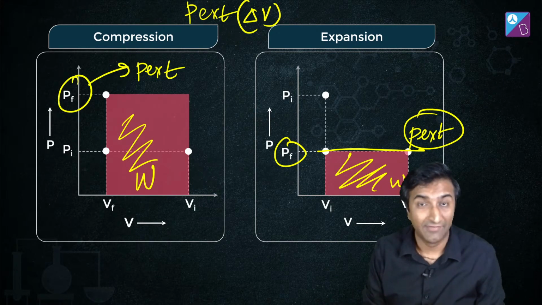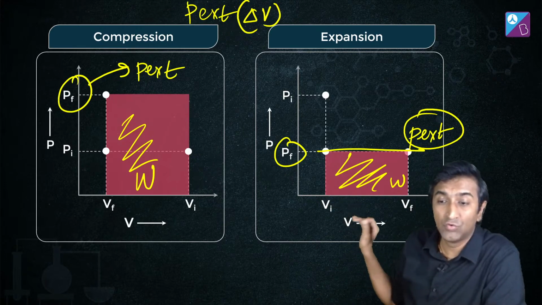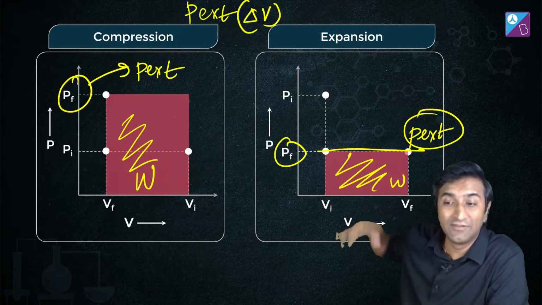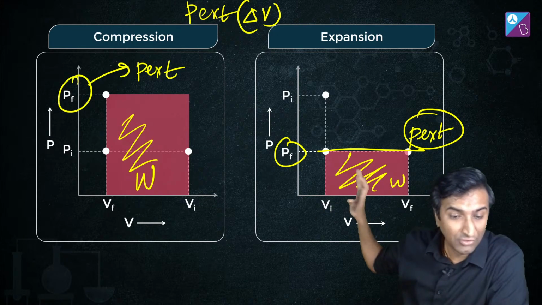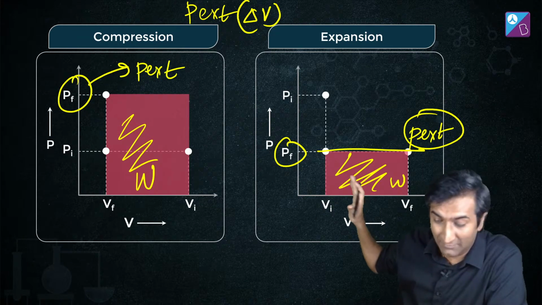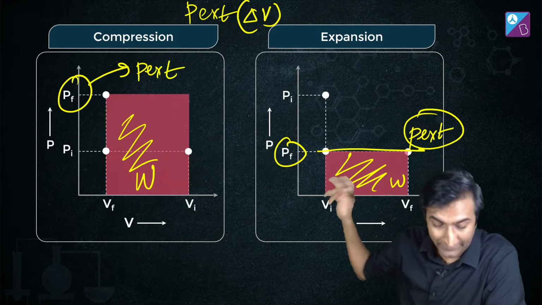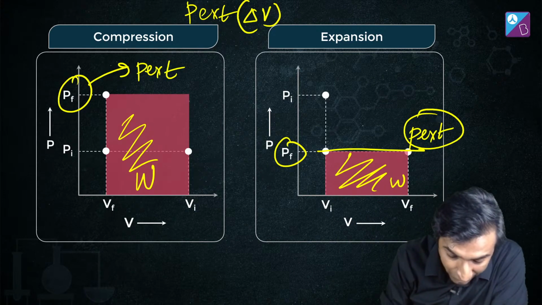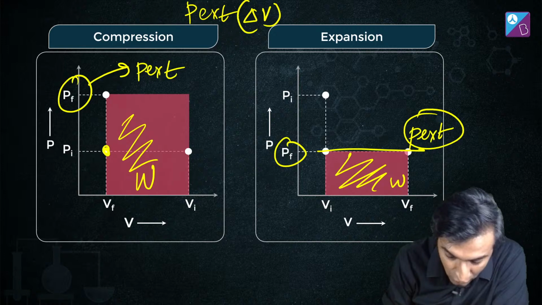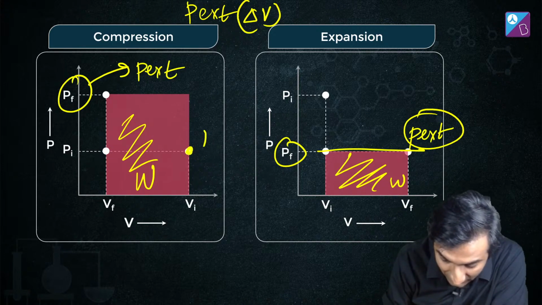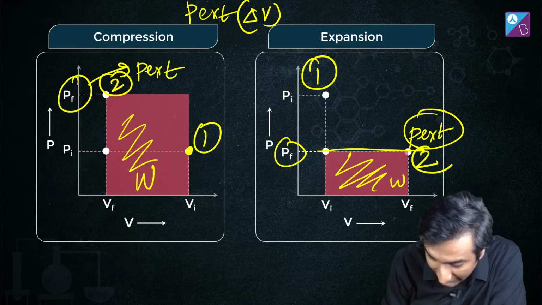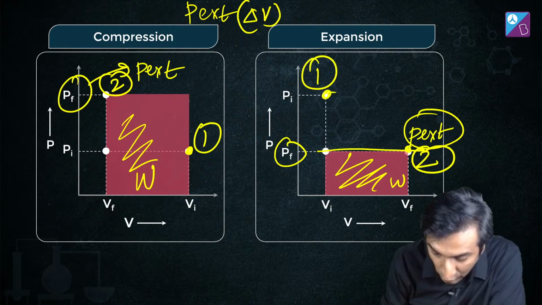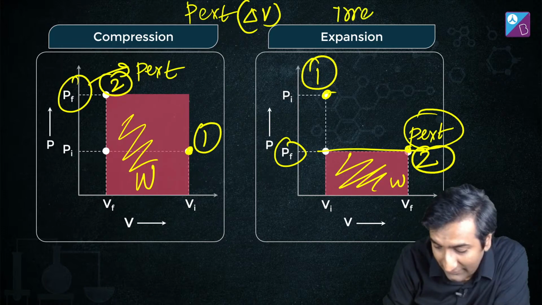Do you follow this, guys? How is it that between the two same states, work done is different when I do expansion and when I do compression? Do you understand that? This is extremely important. That's a one-step process. What is a one-step process? I go from this state to this state. Similarly, I'm going from this state to this state. So state 1 to state 2. And these are irreversible processes.